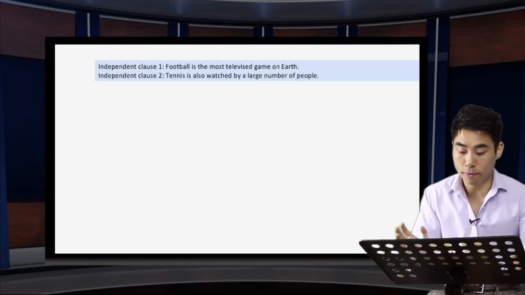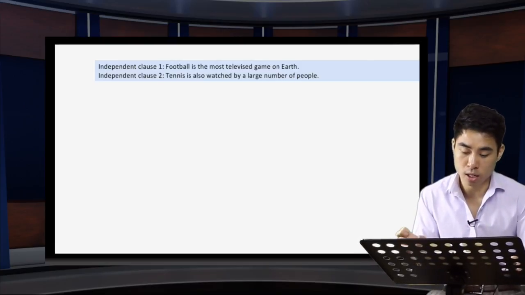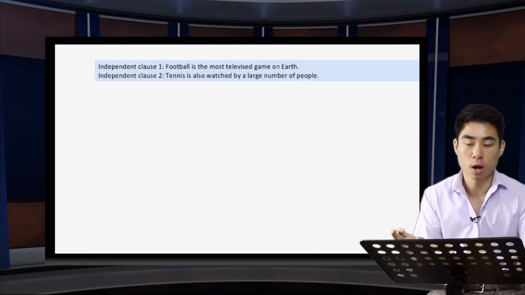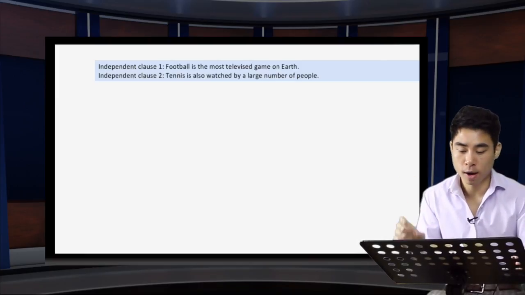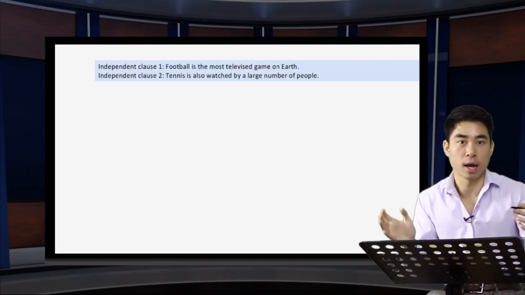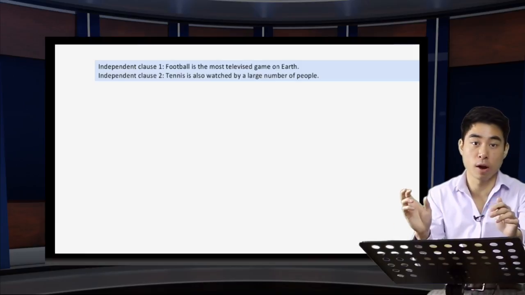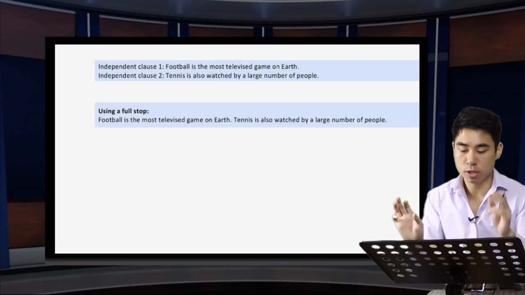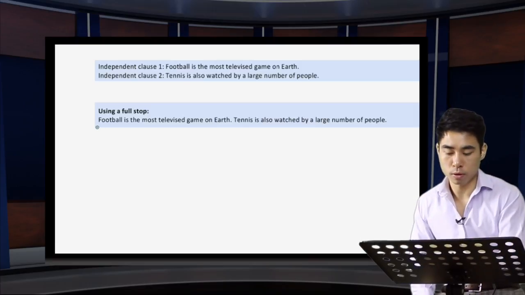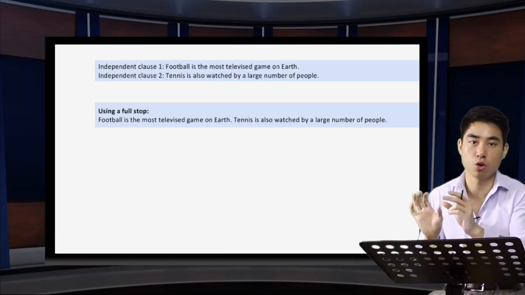So here, independent clause 1: football is the most televised game on earth. That can stand alone as a sentence by itself. It does make sense. Independent clause 2: tennis is also watched by a large number of people. Again, this can form a self-contained sentence by itself without any further modification. In terms of joining these two sentences together, there are different methods by which you can do this. The first one, because they are both self-contained sentences, you can put independent clause 1, full stop, independent clause 2. So essentially just splitting these up into two separate sentences.